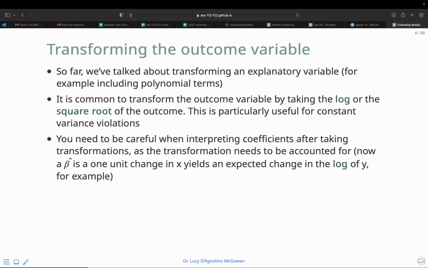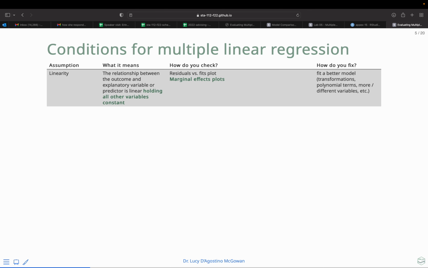So beta hat, for example, would be: a 1 unit change in x yields an expected change in the log of y if you took the log of the outcome. Or if you took the square root of y before fitting your model, you would need to say beta hat is: a 1 unit change in x yields an expected change in the square root of y. So you would need to take it into account when you're analyzing your outcome or explaining your beta coefficients.